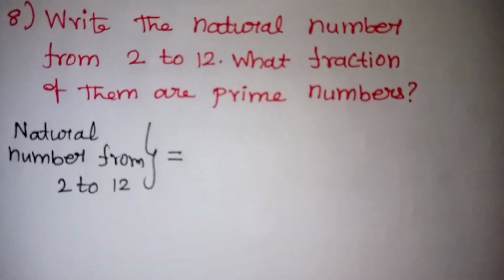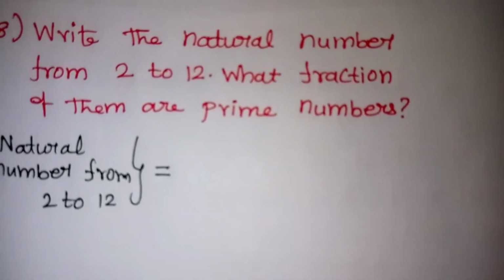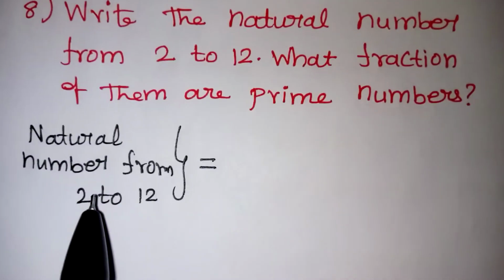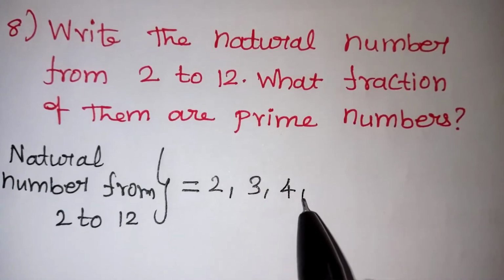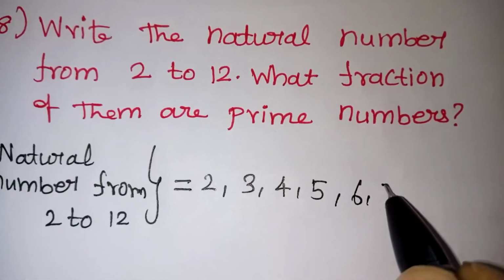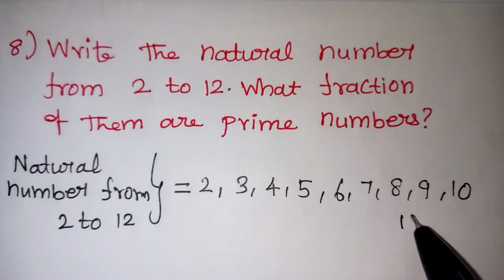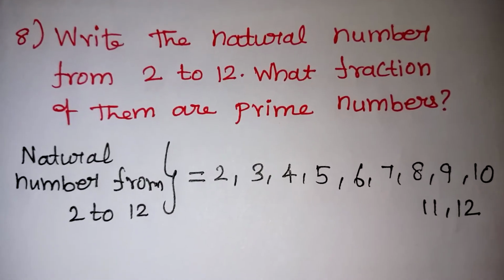So here is our 8th question. Write the natural numbers from 2 to 12. What fraction of them are prime numbers, they are asking. So first we have to write the natural numbers from 2 to 12. So 2, 3, 4, 5, 6, 7, 8, 9, 10, 11, 12. So these are all the natural numbers from 2 to 12 that we have written.